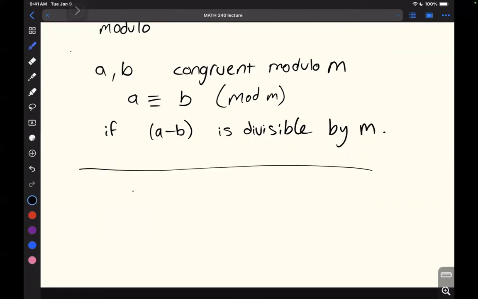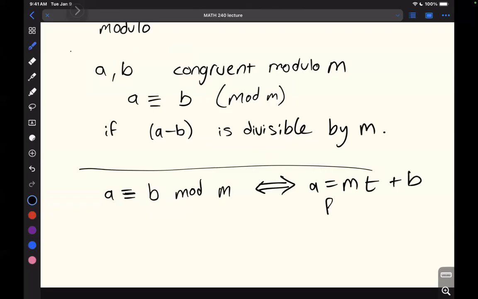They write this as a theorem, but we say that A is equivalent or congruent to B mod M. And this is just equivalently writing that A is equal to M times T plus B for some integer T, right? And we know this from the division theorem, where if we multiply some number and then we have to add a remainder to get to our number on the left-hand side, this formula should be familiar to us.